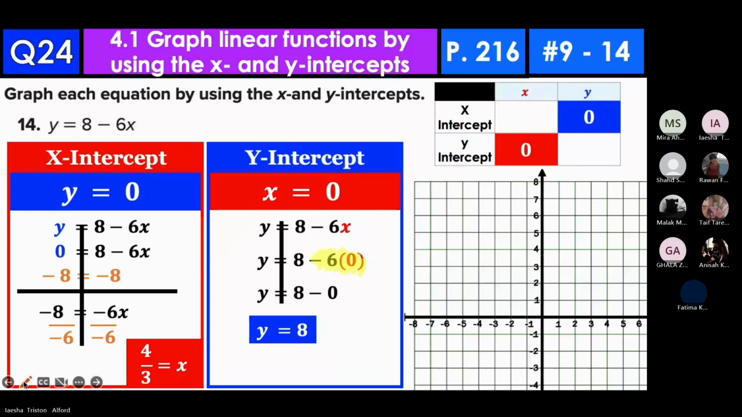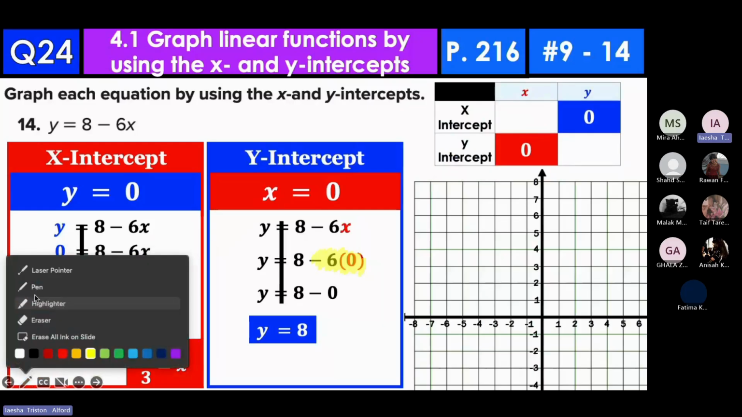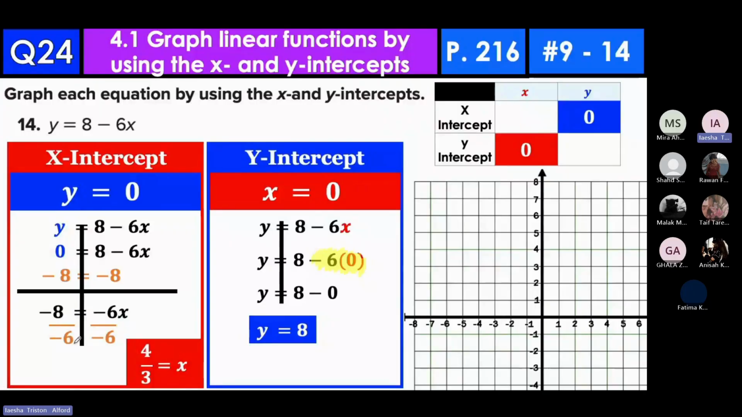The graph: if your x-intercept is a fraction, or if your y-intercept is a fraction, make it a decimal. So this is positive 1.3. Are we going left or going right to get to this point? Positives, we go right. Negatives, we go left.